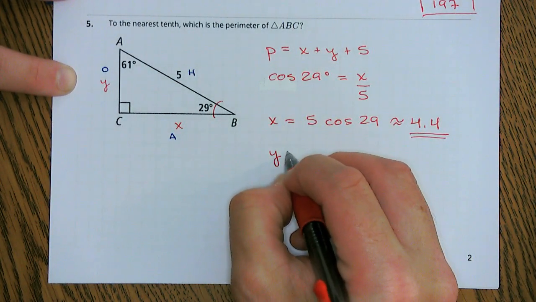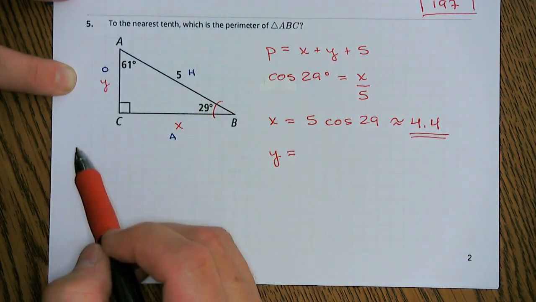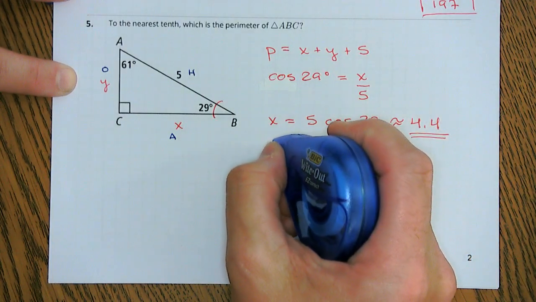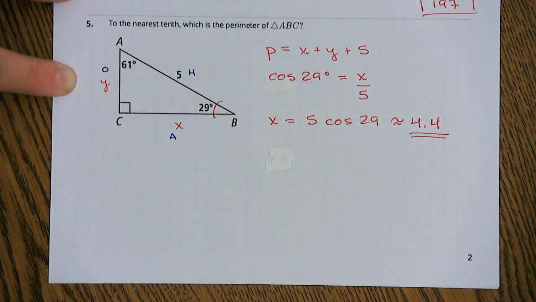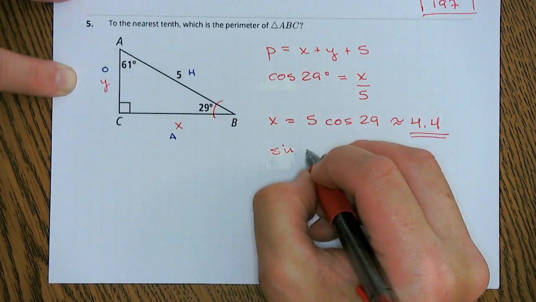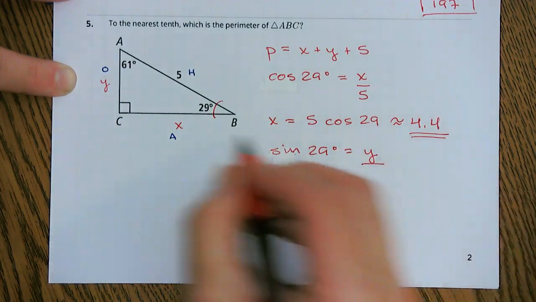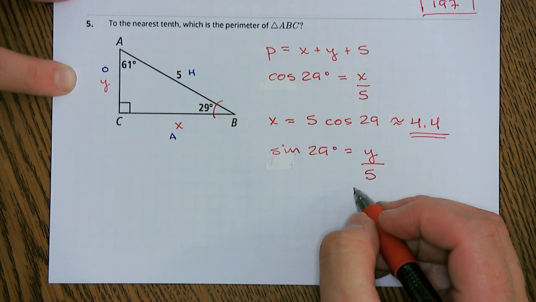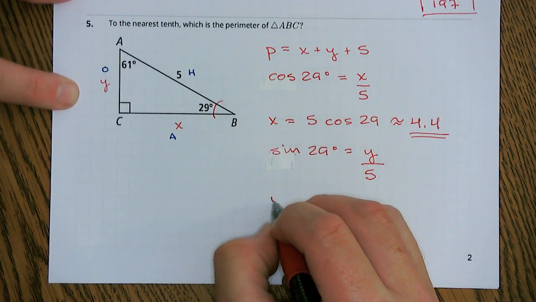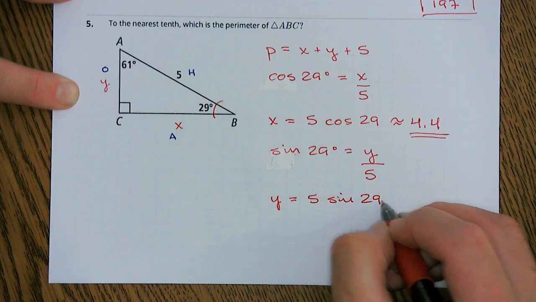And then our y. To figure out our y, well, what do we have? We have an opposite and hypotenuse. Actually, let me rewrite this one. Since we're talking about opposite and hypotenuse, we're talking about sine here. Forgive me my mistakes there. So the sine of the 29-degree angle is our opposite, the y, over the hypotenuse 5. Once again, we're going to multiply, so y is going to be equal to 5 sine of the 29-degree angle.